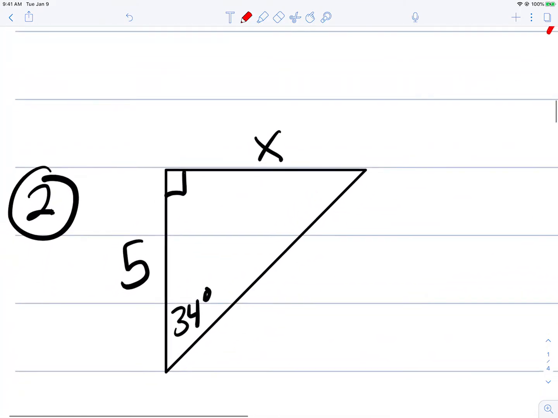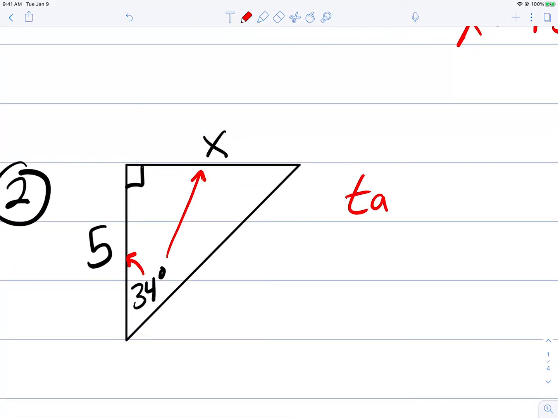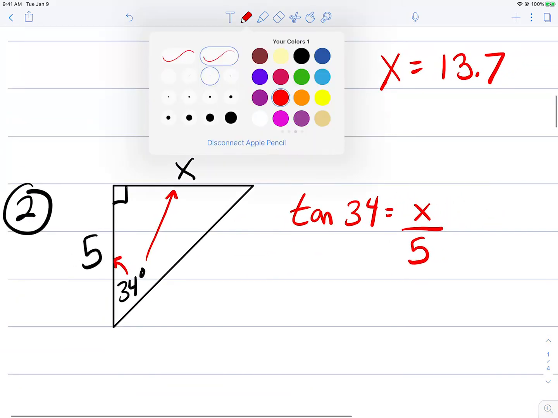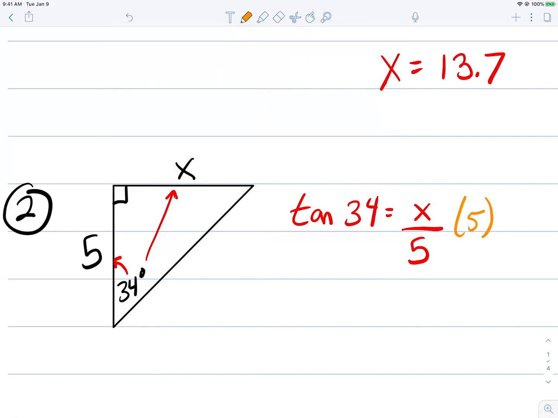Okay, let's try another one. Problem number 2. We have our 34-degree angle. The x is the opposite, and the 5 is the adjacent because it's right next to it, which means we're talking about a tangent problem. So the tangent of 34 equals opposite over adjacent. So I'm going to multiply both sides by 5. And if I figure out the tangent of 34 and I multiply it by 5, I get an answer of 3.4 rounded. So that missing side is about 3.4.